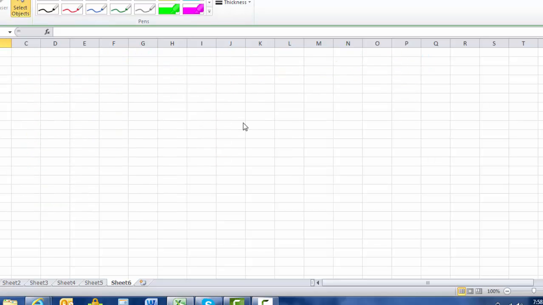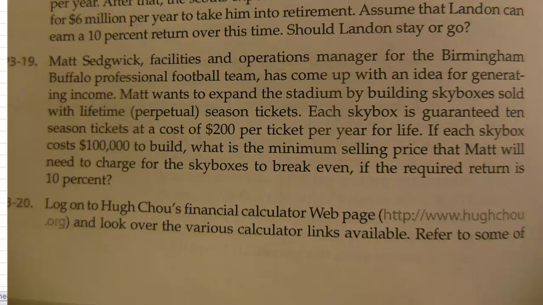And the problem, which is 319, says this: Matt Sedgwick, Facilities and Operations Manager for the Birmingham Buffalo professional football team, has come up with an idea for generating income. Matt wants to expand the stadium by building skyboxes sold with lifetime, perpetual season tickets. Each skybox is guaranteed 10 season tickets at a cost of $200 per ticket per year for life. If each skybox costs $100,000 to build, what is the minimum selling price that Matt will need to charge for the skyboxes to break even if the required return is 10%?